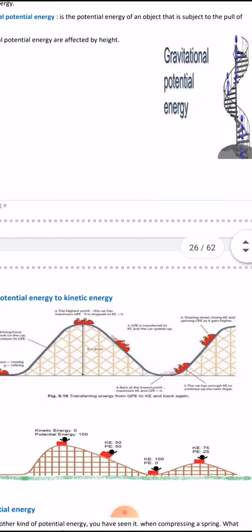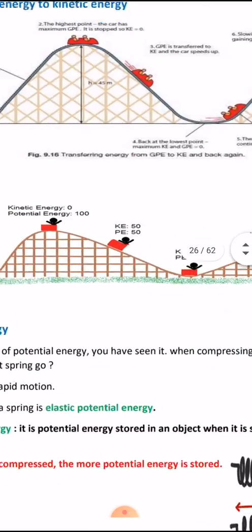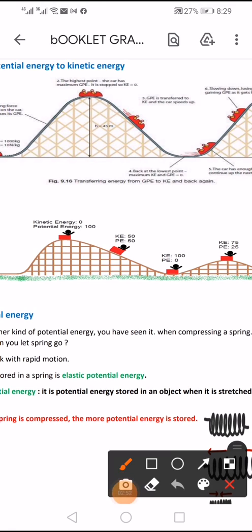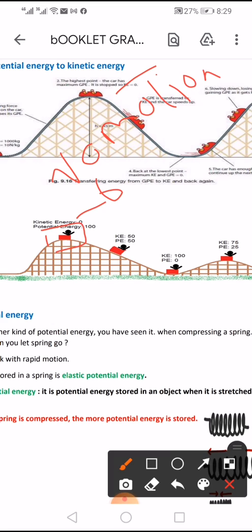Look at this, and the second one. Here, when the car stops, the kinetic energy equals 0, and there is no motion. So kinetic energy, or energy of motion, will be 0, but the potential energy, or stored energy, is 100 at the highest point, here at the top of the hill. When this car moves, the kinetic energy will be 50, and the potential energy will also be 50.